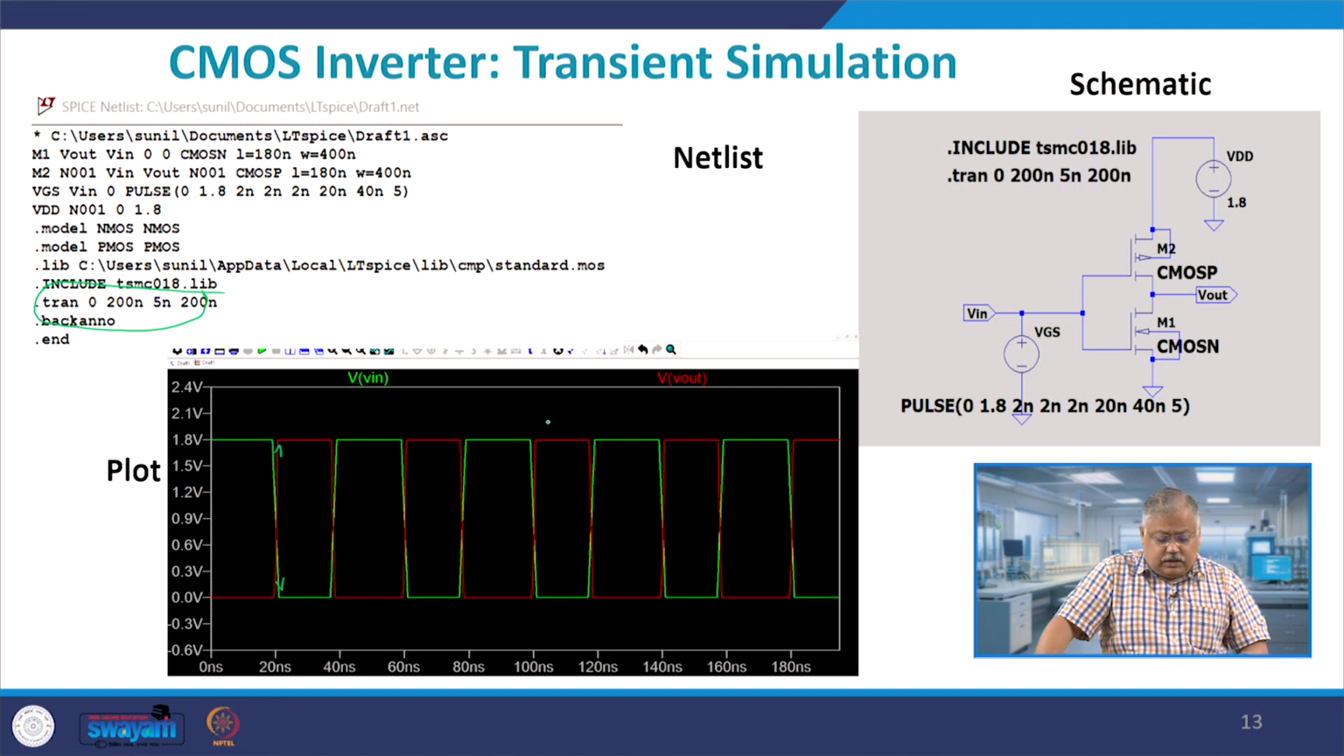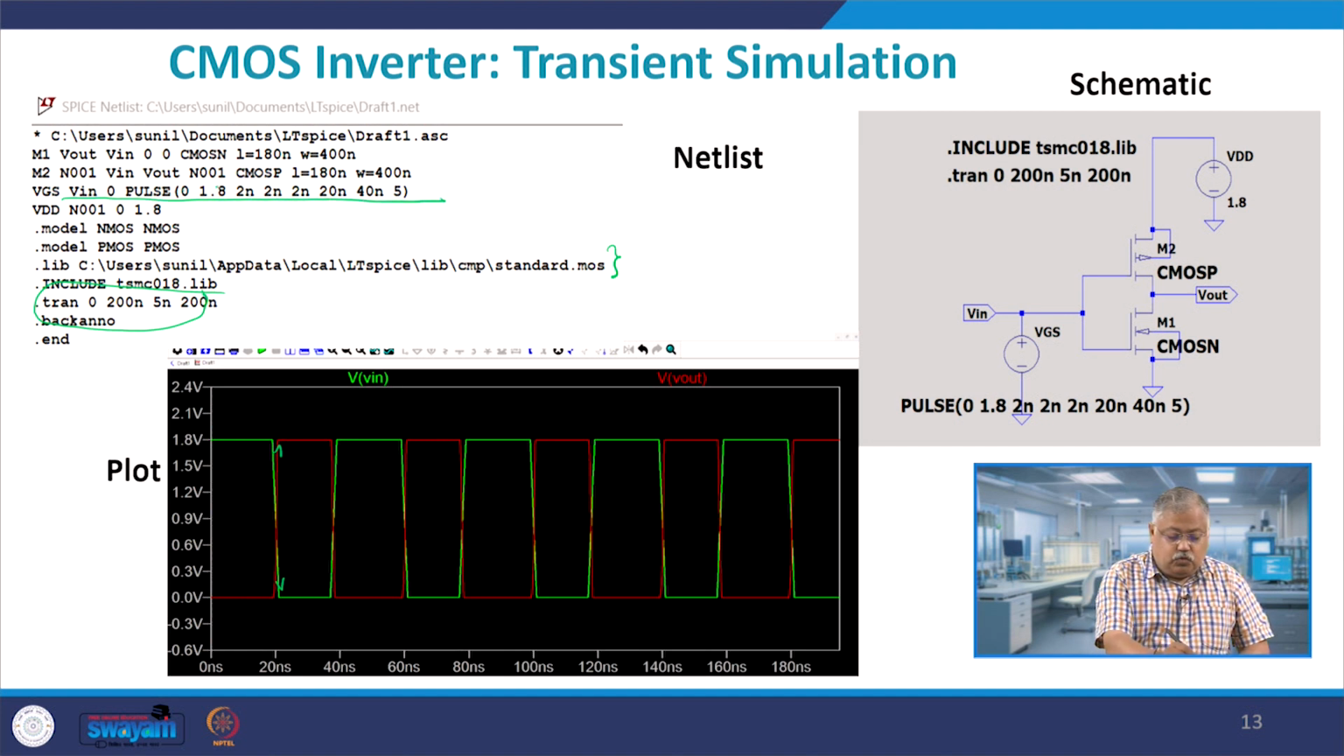And you can see here that the parameters are defined as 0, 200 nanosecond, 5 nanoseconds and 200 nanoseconds. These are the rise time and fall time for the input pulse which you are giving, right, and then what is the maximum pulse width which you can handle in this case. So, all these data are shown here, and again you call the library file from a standard MOS structure of 180 nanometer, and then this is how you give the input pulse, right.